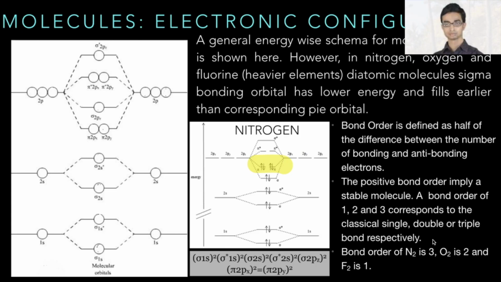Here, the total number of electrons in bonding orbitals is 10, and that in antibonding orbitals is 4. Bond order is defined as half of the difference between the number of bonding and antibonding electrons. So, it is 3 for this nitrogen molecule. The positive bond order implies a stable molecule, a bond order of 1, 2, and 3 corresponding to the classical single, double, or triple bond, respectively. Hence, bond order is inversely proportional to bond length as well. The bond order of the diatomic oxygen molecule is 2 and of the diatomic fluorine molecule is 1.